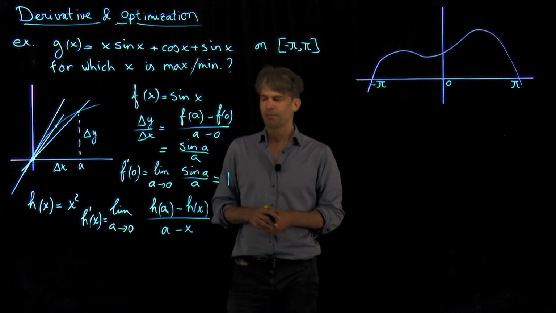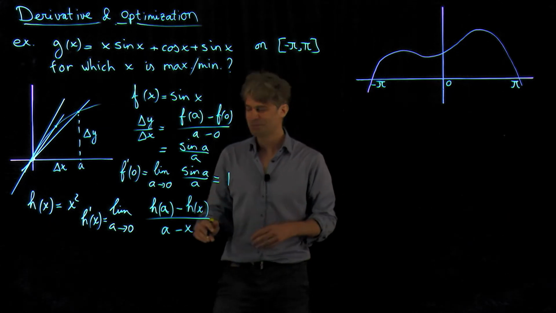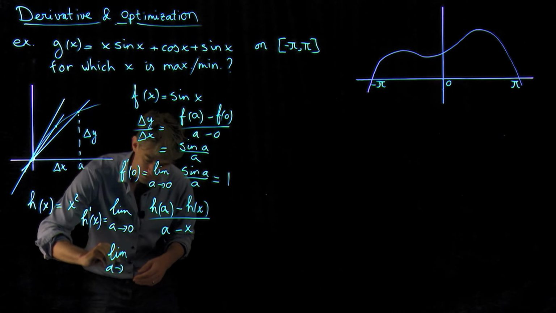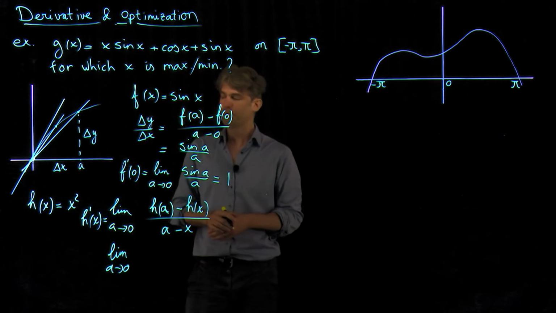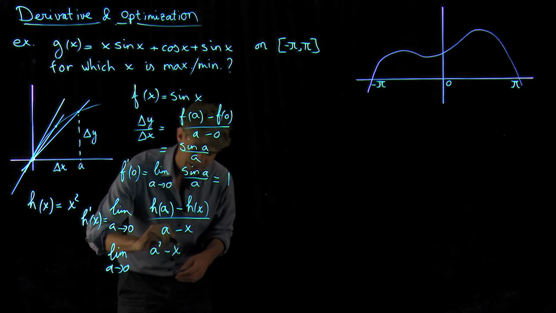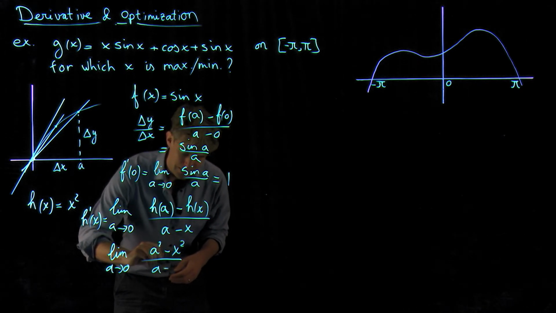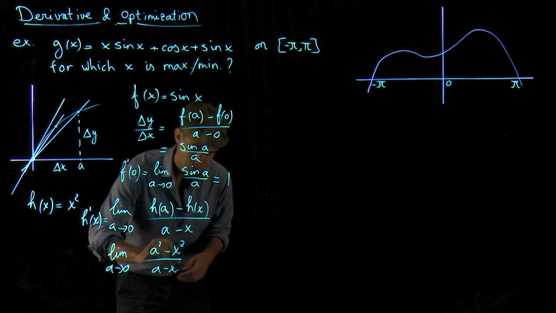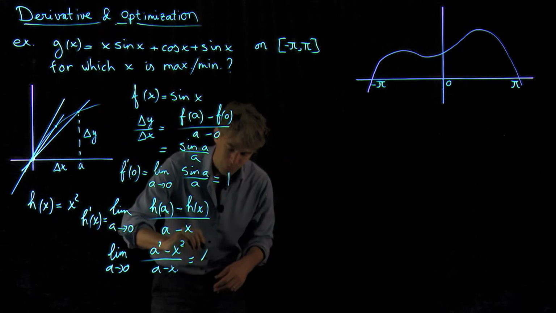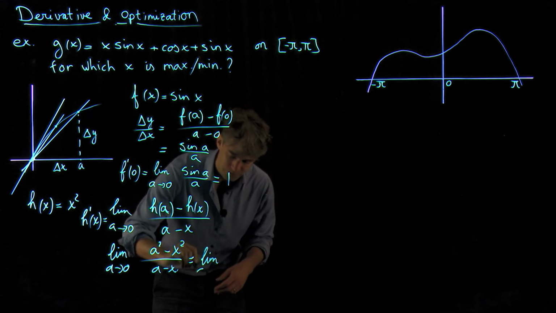All right, can we compute this? Yes, we can. Let's fill it in. You get the limit of a goes to 0 for a squared minus x squared divided by a minus x. And of course we know the top one can be decomposed.